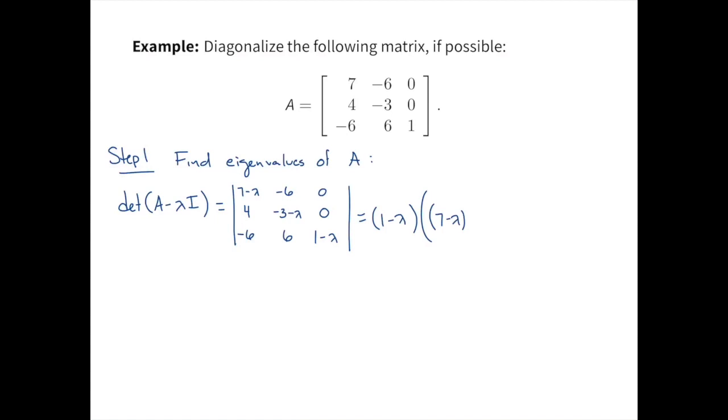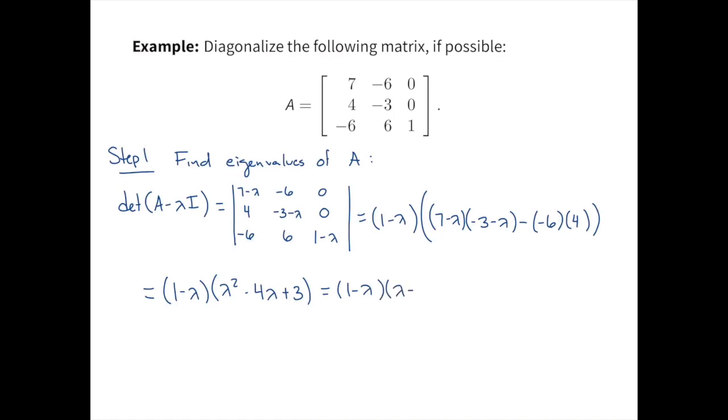So that's going to be 7 minus lambda times minus 3 minus lambda, minus 6 times 4. And if we simplify that a little bit, I'm going to do it in my head because I'm quite skilled at these sorts of things. I'm not looking off pre-written notes. Just doing it all in my head. Lambda squared minus 4 lambda plus 3. And we can factor that second part. It gives us 1 minus lambda times lambda minus 1 times lambda minus 3.